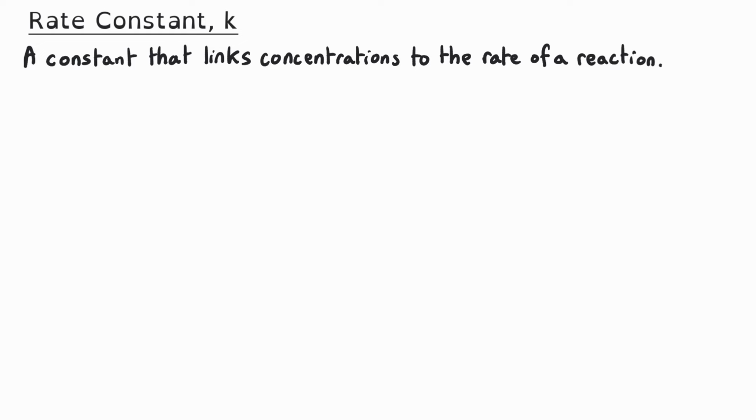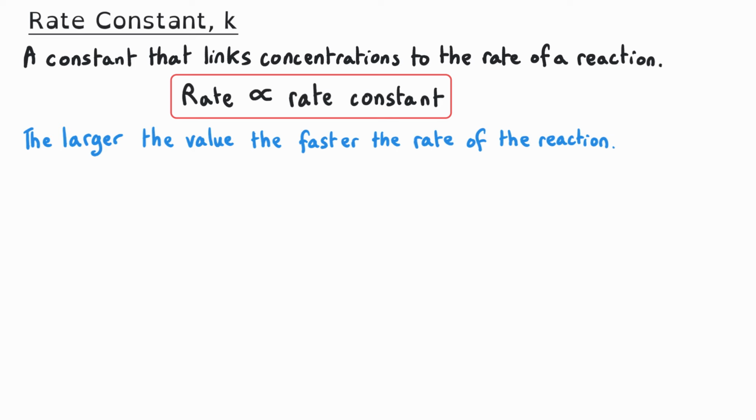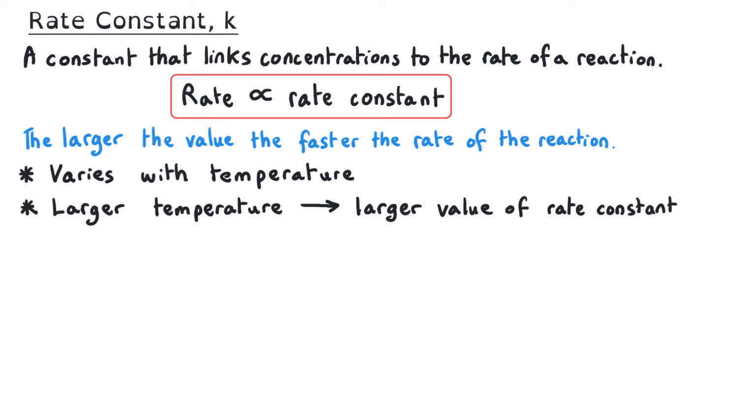The rate constant, given the symbol lowercase k, is a constant that links the concentrations present in the rate equation to the rate of reaction. And the rate of reaction is proportional to the value of the rate constant, which means that the larger the value for the rate constant, the faster the rate of the reaction. The value of k will vary with temperature, and so when you're given a rate constant in an exam question, it will normally be stated as being at a particular temperature. And it is the case that the larger the temperature, the larger the value of the rate constant.